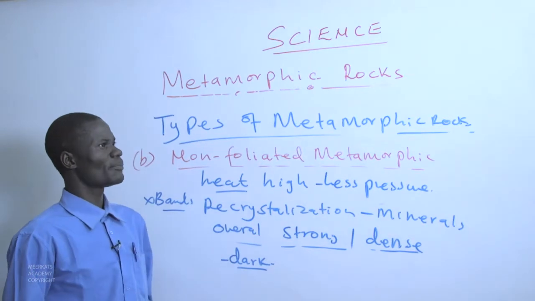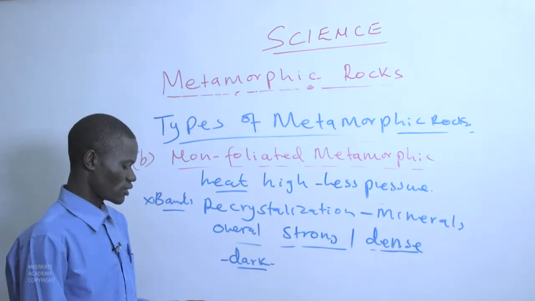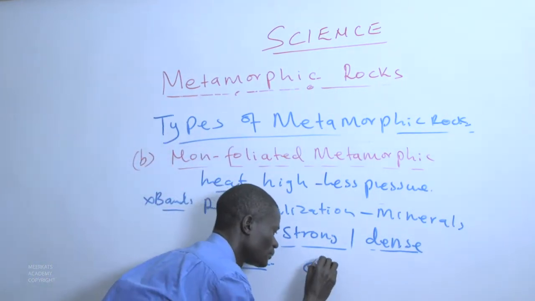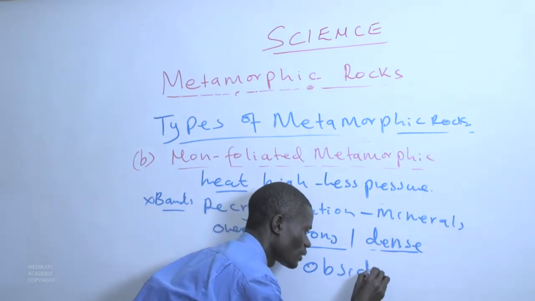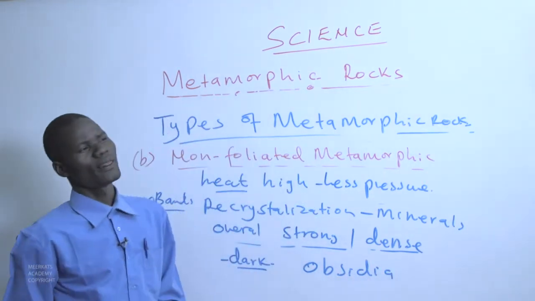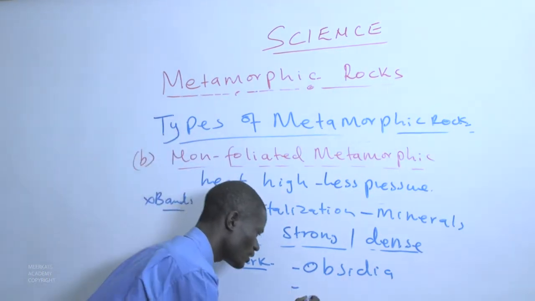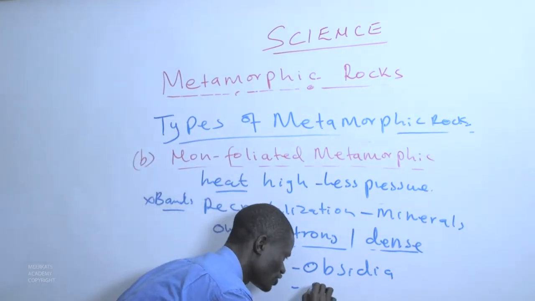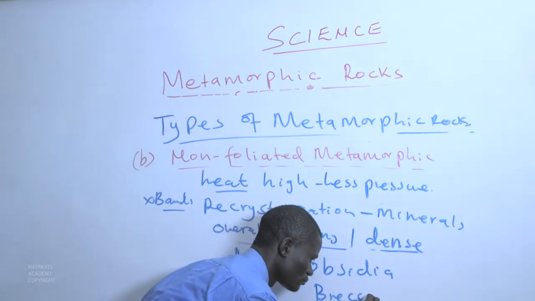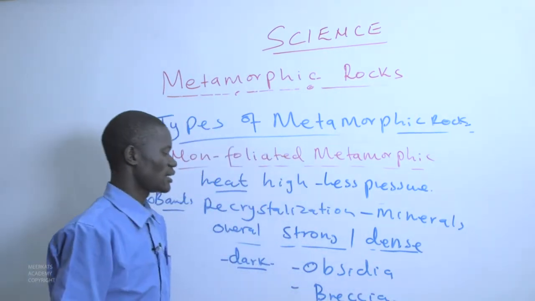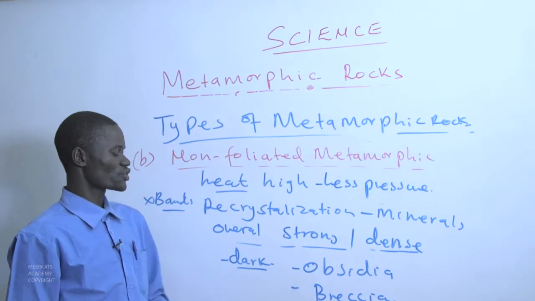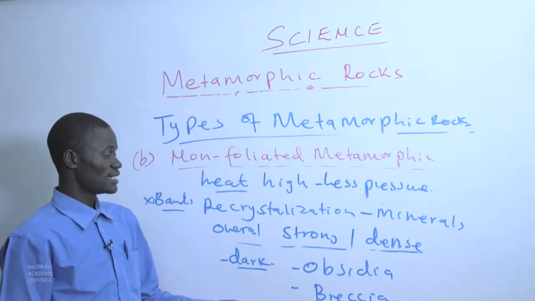And a good example of this type of rock is the obsidian. We have obsidian, and then we also have the dark colored rock that is known as breccia. These are the examples of these rocks. When you look at them, they are dark.